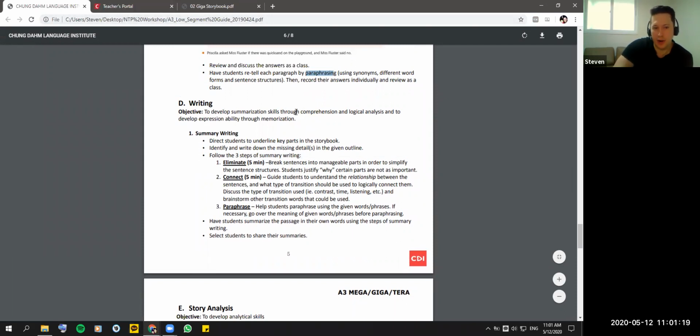Finish up your second hour with it. The objective is to develop the summarization skills through comprehension and logical analysis, and to develop expression ability through memorization. For the summary writing, you direct them to underline the key parts in the storybook. That's something they should have been doing when they were annotating. The annotation will help them. They identify and write down the missing details given in the outline.